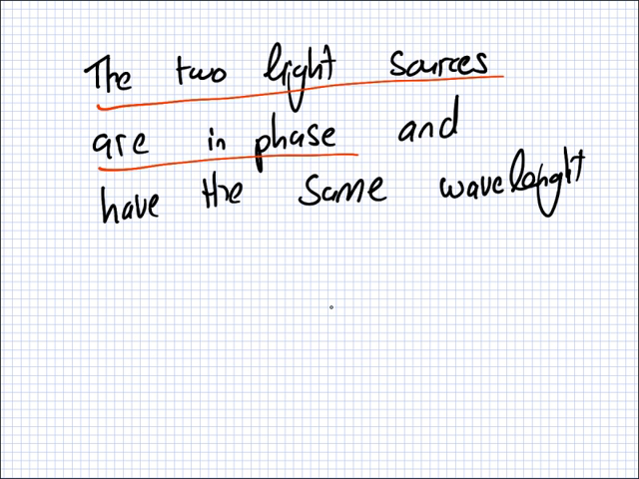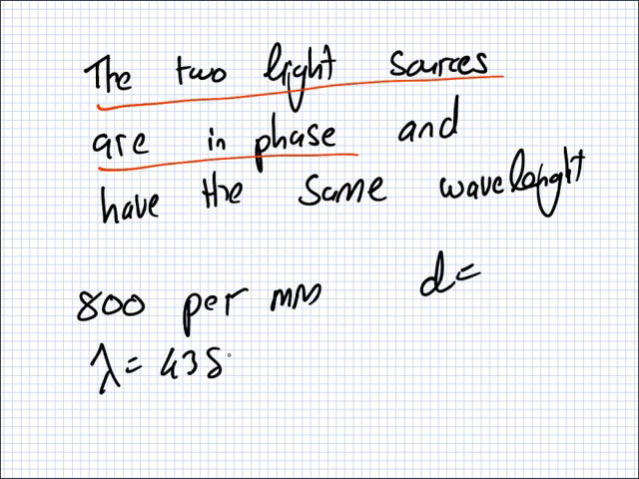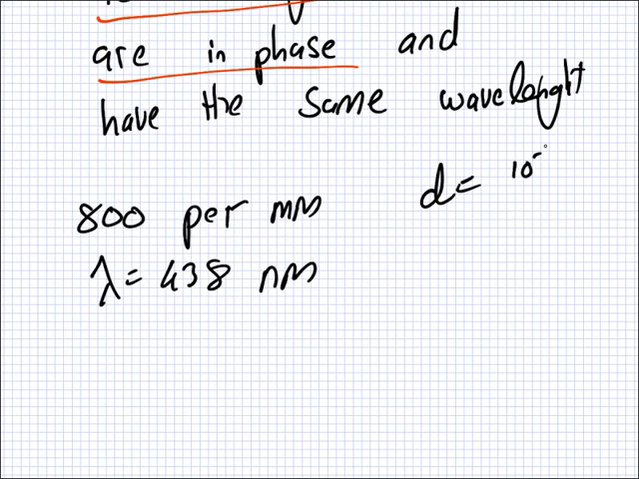What's next? A diffraction grating has 800 lines per millimeter. Light of wavelength 438 nanometers is incident normally on it. Determine the spacing of the lines on the grating. Oh, so the first part is just to calculate this: 1 millimeter divided by 800. So that's fine. And then what's the next part?